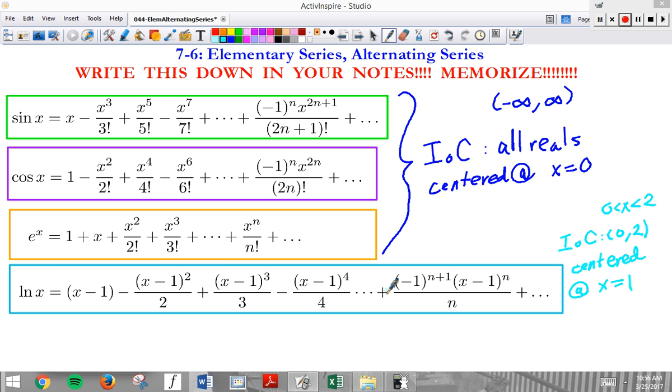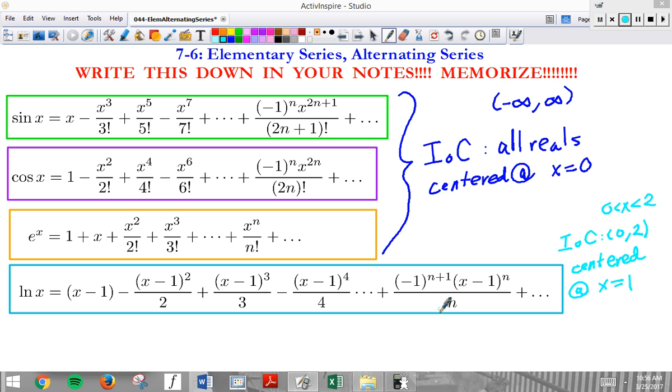So natural log is the one that's going to be hard to remember. All of these have factorials. Natural log has no factorial. Natural log does have a matching pattern: the exponents match the denominator. That sometimes makes natural log easier to pick out.